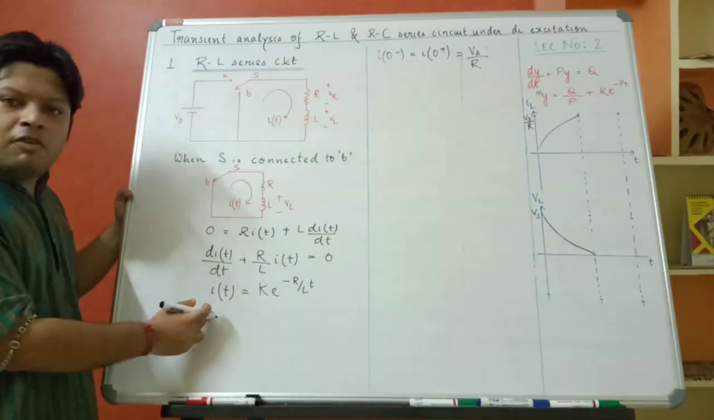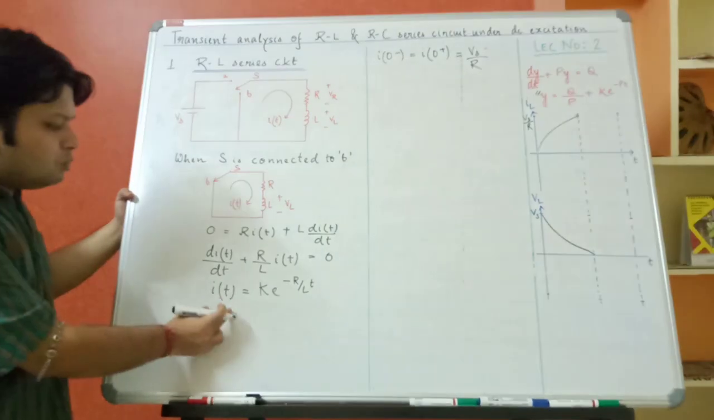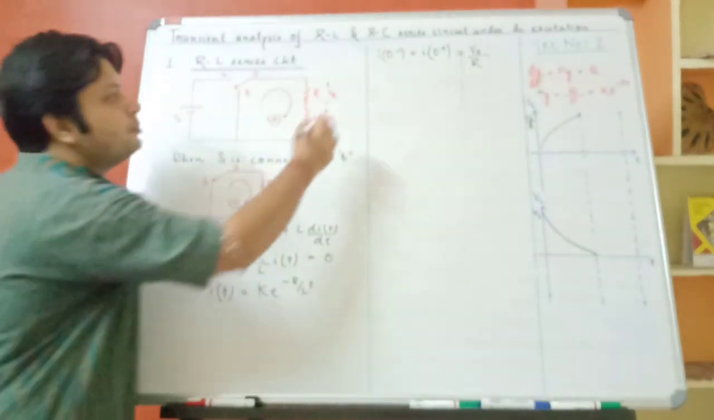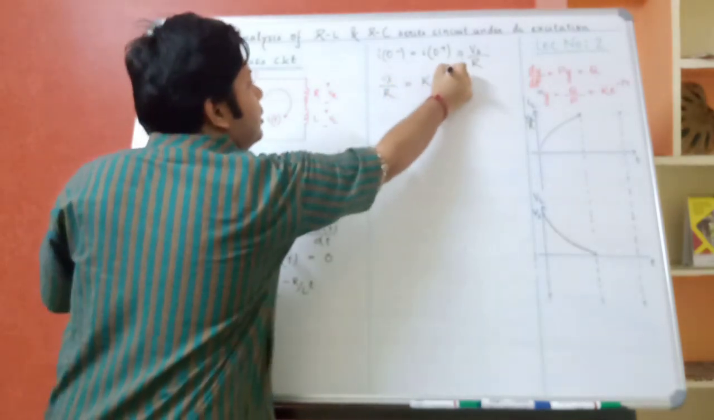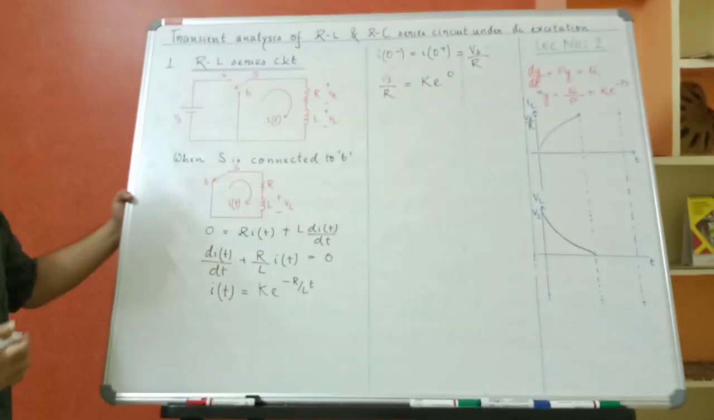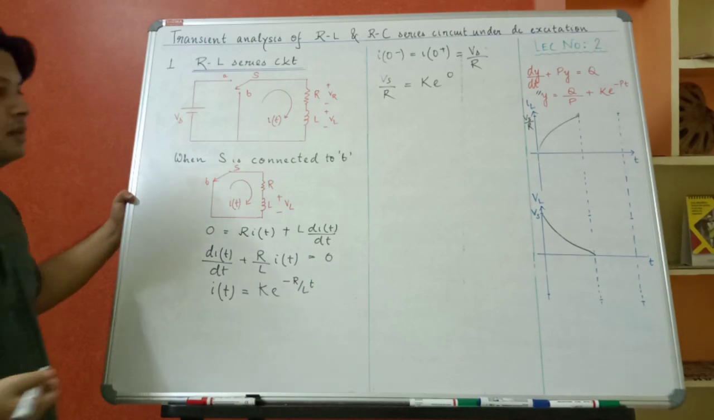Again substituting it out here. So that is I0 plus. What is I0 plus? Vs by R. So Vs by R is equal to K e to the power 0. Again t is equal to 0 because it is the start of the new cycle.